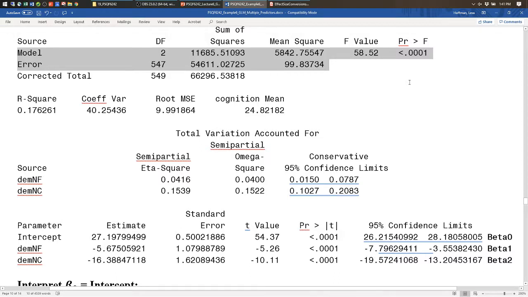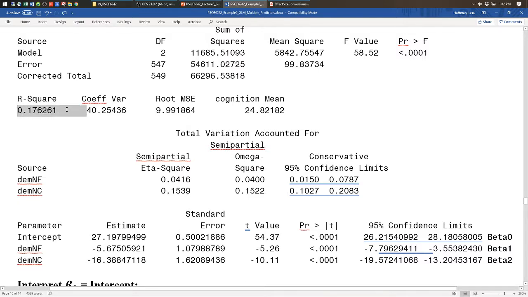If I had four groups, how many slopes would I need? Three, yes. So these two slopes work together to get my R-square of about 17%. That's pretty big. The model is significant.